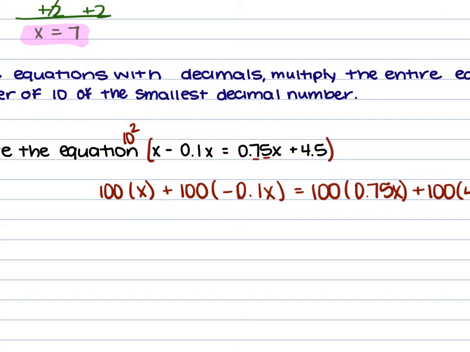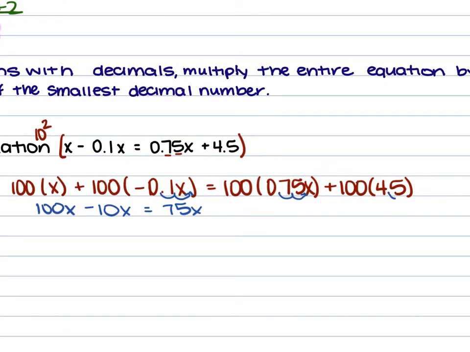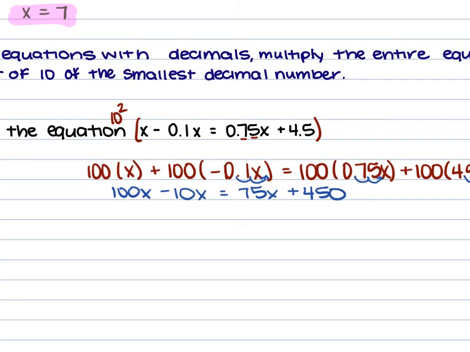So if we do 100 times x, that's just 100x. 100 times negative 0.1, I'm going to move it 2 decimal places, so that's negative 10x. 100 times 0.75, moving it 2 places, that's 75x. And then 100 times 4.5, I move it 2 places, that's 450. So I'm solving 100x minus 10x is equal to 75x plus 450.